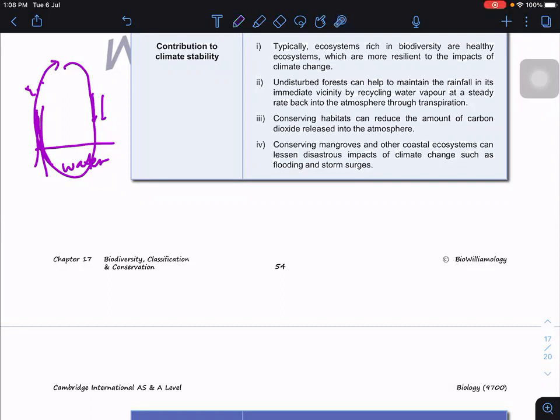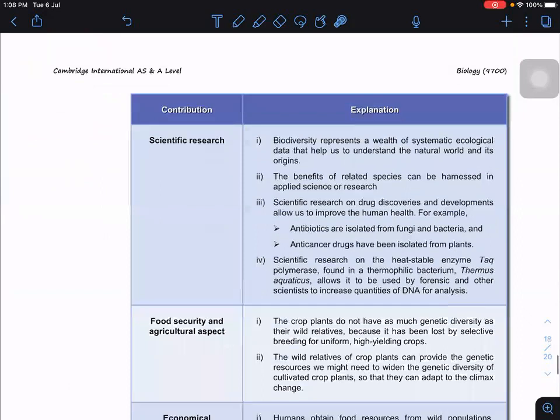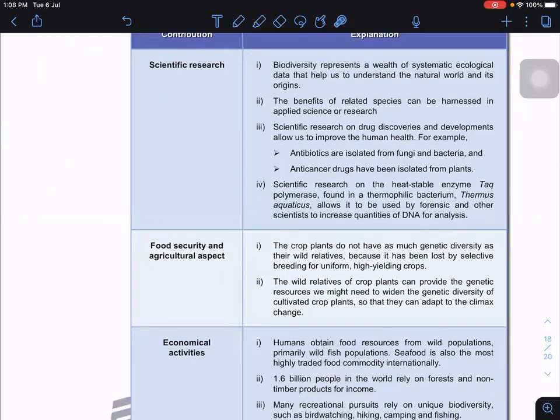And we know that some habitats reduce the amount of CO2, because plants help to remove CO2. Also, conserving mangroves and other coastal ecosystems can lessen the disastrous impacts of climate change, such as flooding and storm surge at the coastal area. How about scientific research? Yes, we look into antibiotics and anti-cancer drugs. Certain plants or species have medicinal compounds that we can extract from them. So if one day we don't have that plant anymore, there is a loss of resources for medicinal compounds.